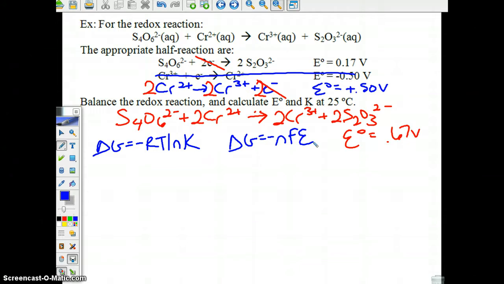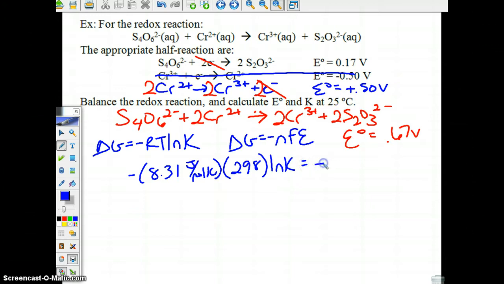So what's R? 8.31 joules. What's T? 298, where's the standard. ln K. What's n? 2, because that's the amount that we canceled. The amount of electrons we cancel out is the n. F is going to be 96,485. And the E is the 0.67 volts.